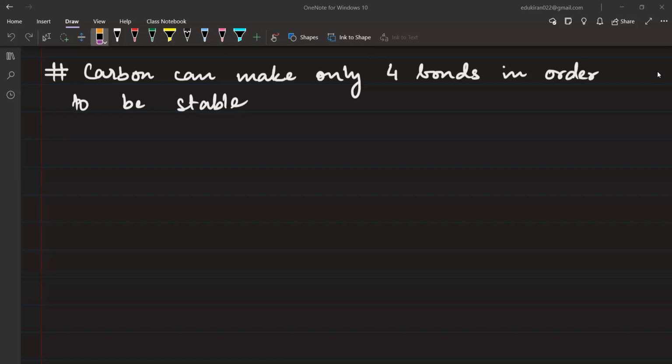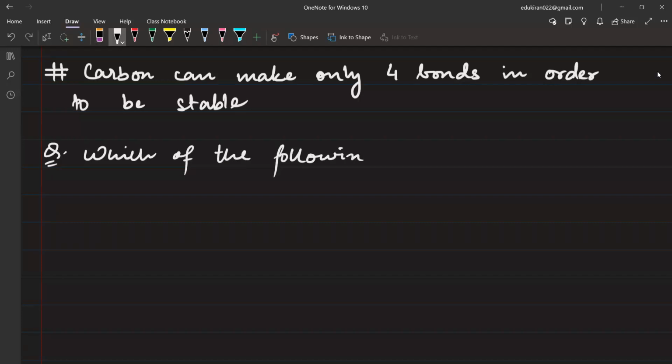Now, carbon can make only 4 bonds in order to be stable. That means, now write a question. Which of the following compounds can exist?